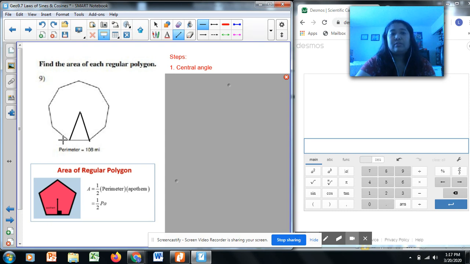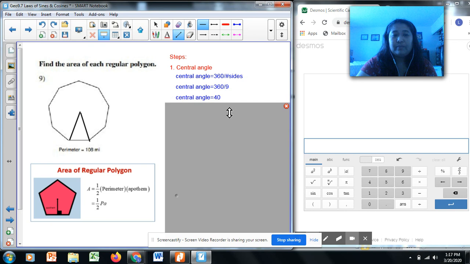There you go. So this triangle is isosceles because these two radii are congruent to each other. To find this central angle, you divide 360 by the number of sides. Since a nonagon has 9 sides, we divide 360 by 9 and we get a central angle of 40 degrees. So that central angle is the vertex angle of this isosceles triangle.